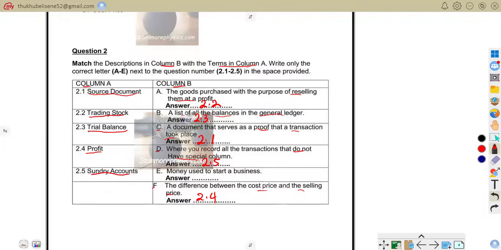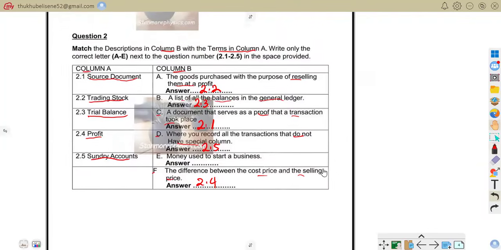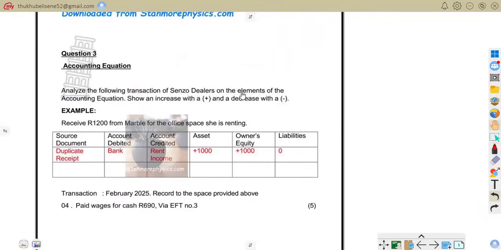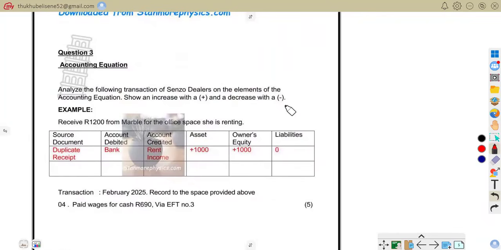Now let us move on to question 3. So here we are on question 3, whereby we are going to look at the accounting equation. As it says, analyze the following transactions of the sales dealers on the elements of the accounting equation. Show an increase with a positive and a decrease with a negative.